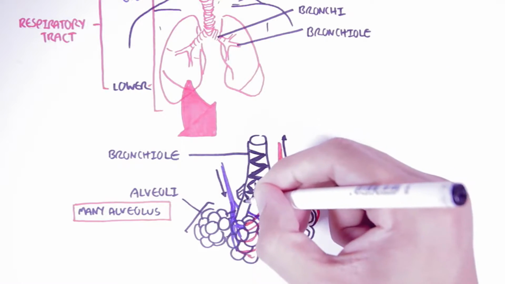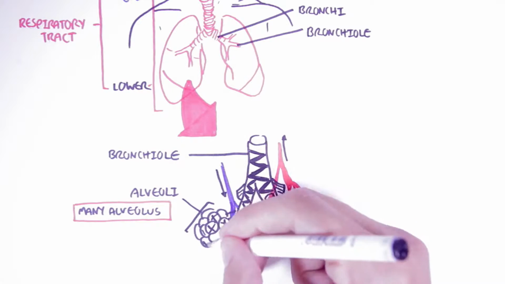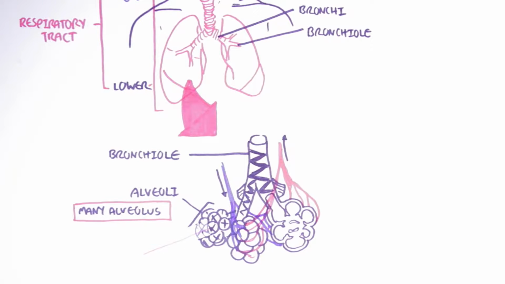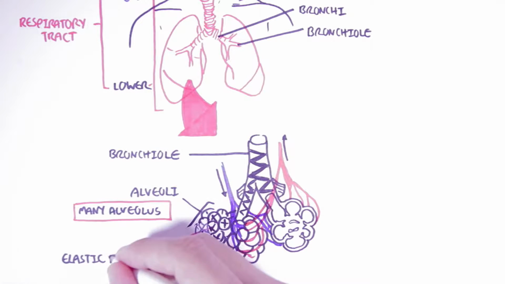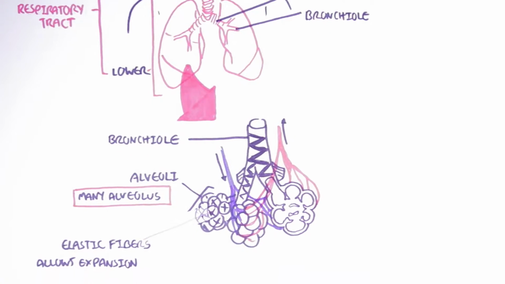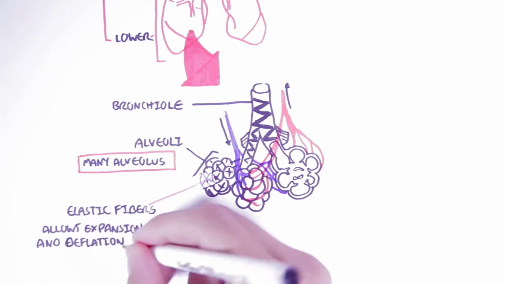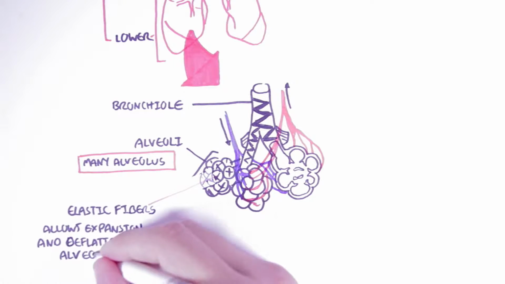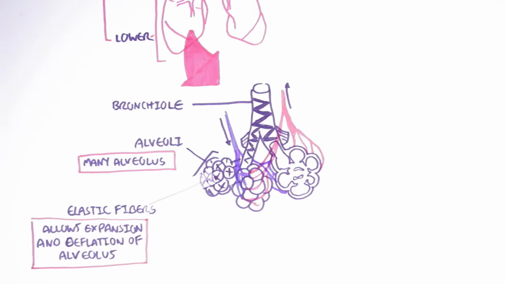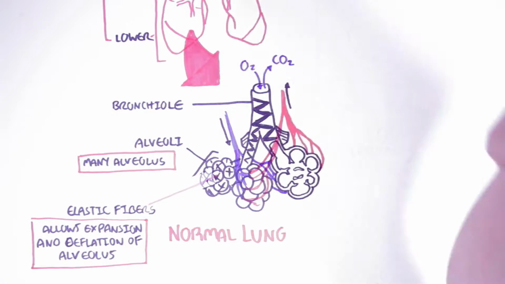Another fundamental point to take in about the alveoli is that the terminal bronchiole and each alveolus is wrapped around by elastic fibers. But why would they be wrapped around by elastic fibers? Well, this is to allow the alveolus to expand when receiving oxygen and then to deflate when exhaling carbon dioxide out. Same for the bronchiole. So remember, oxygen and carbon dioxide are exchanged essentially within the alveoli.